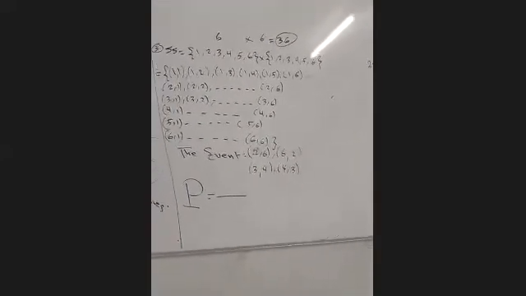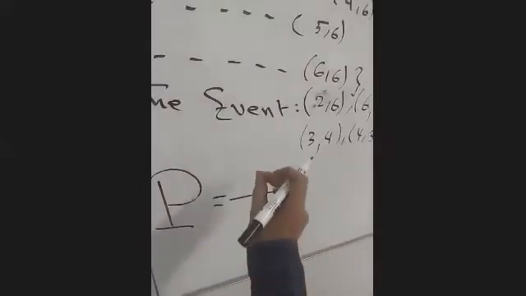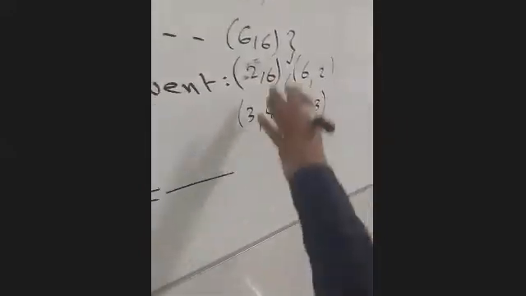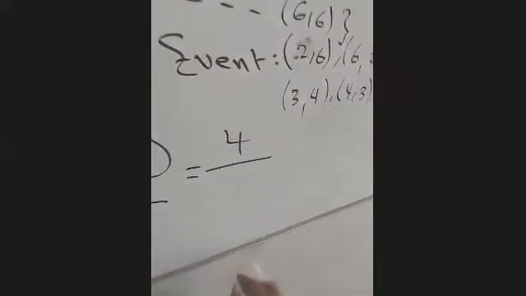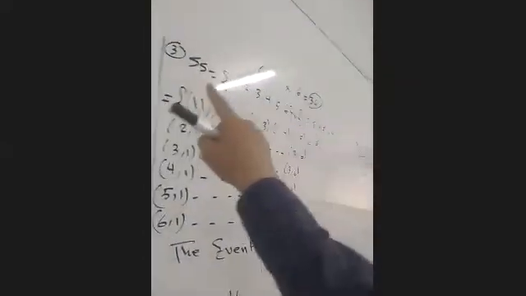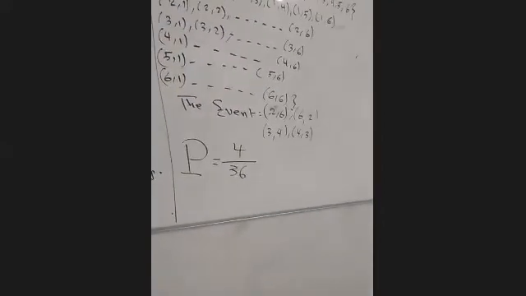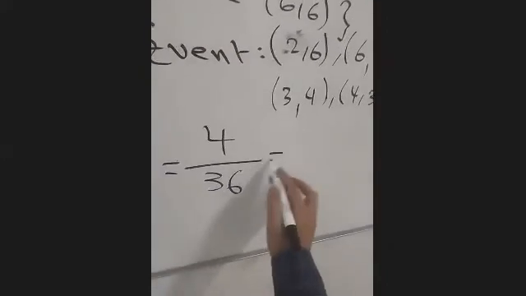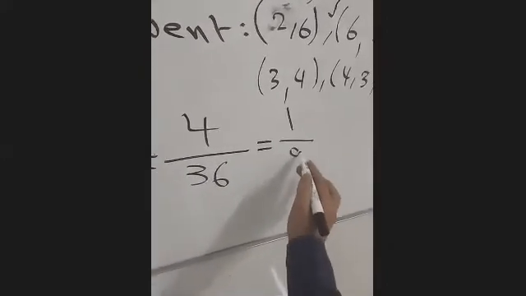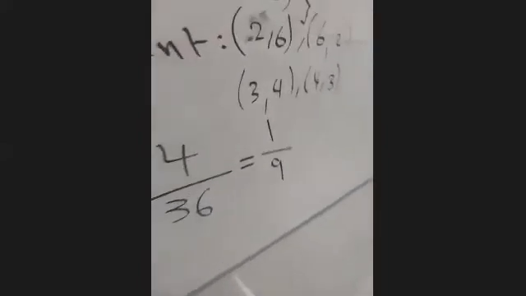4/36. The probability is the number of outcomes for the event, which is 4 outcomes, over the sample space outcomes, the whole, the total, which is 36. 4 over 36 is 1 over 9. And you can make it in simplest form, as a decimal, as a percent, whatever.